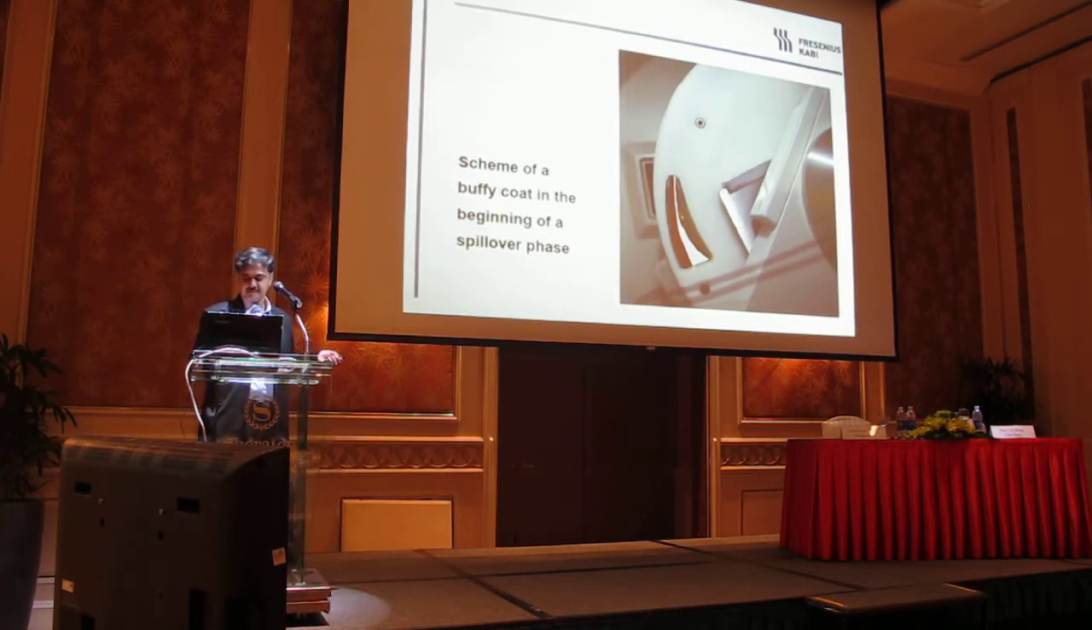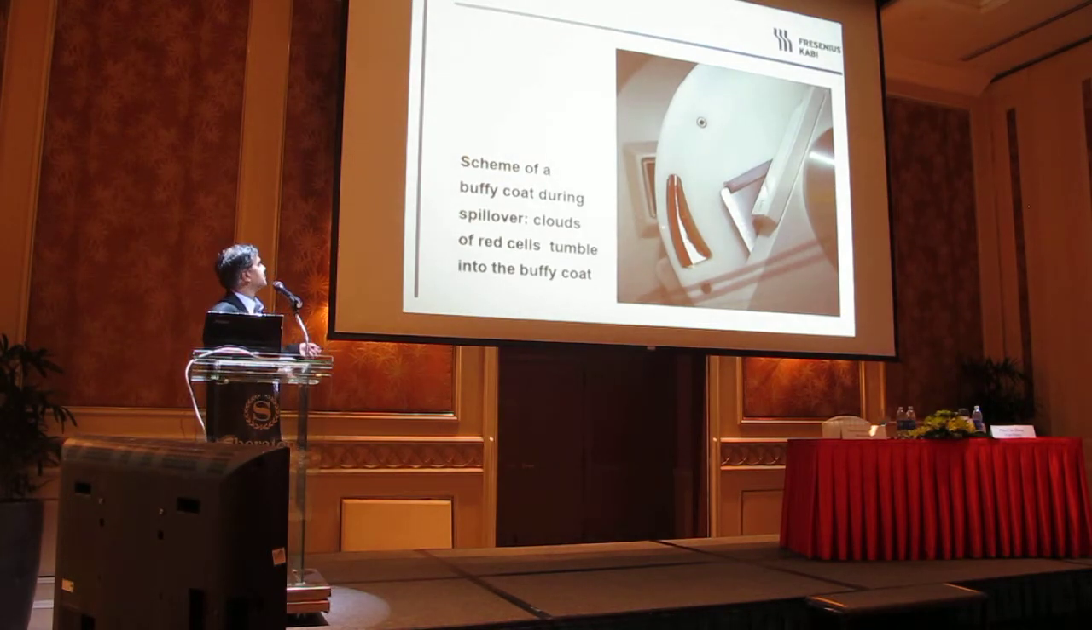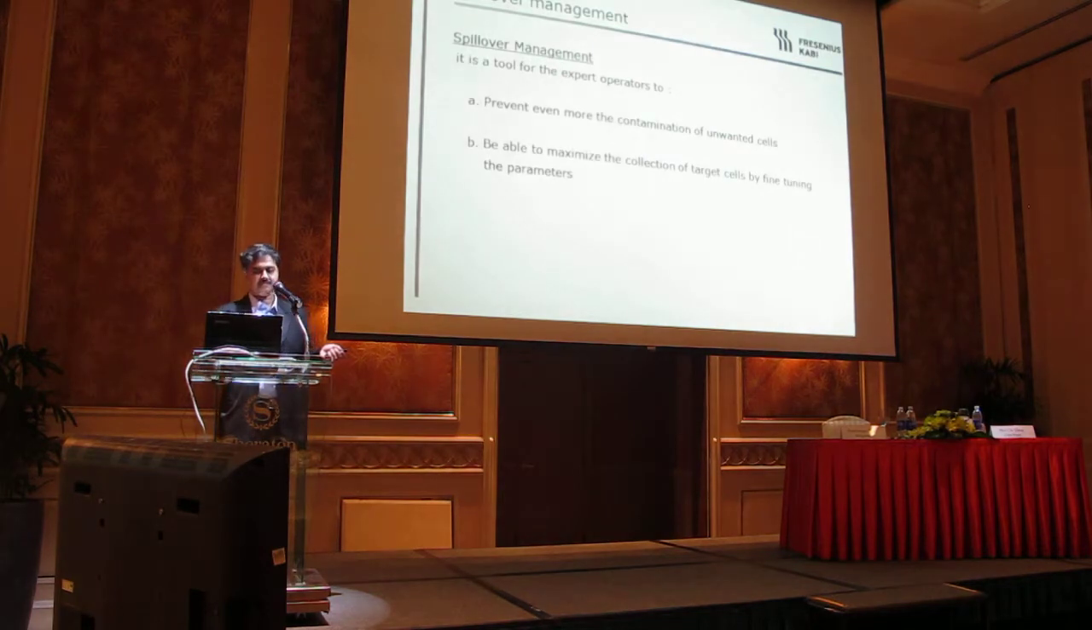It's getting here. Sometimes with the spillover, too many RBCs can tumble in, so we need to control the spillover to prevent the red cell contamination. So what's important is the spillover management. The whole process is automated. We can allow the whole procedure to continue automated. However, sometimes to prevent red cell contamination and platelet contamination, we can use the spillover management, which is an effective tool for expert operators to prevent even more contamination of unwanted cells.